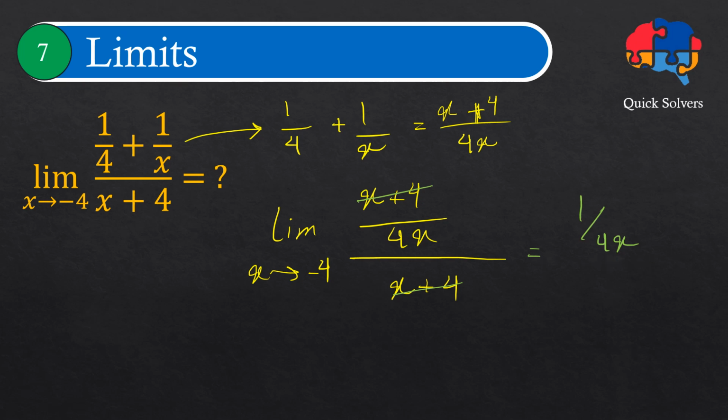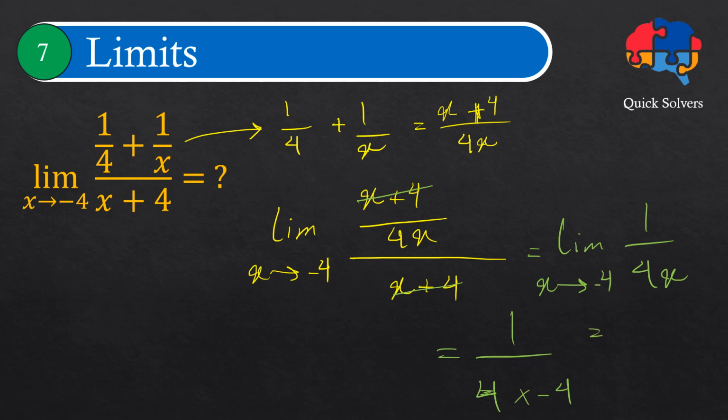Okay, so the limit of this, let me rewrite it again. The limit of 1 over 4 times x, where x approaches minus 4, is 1 over 4 times minus 4, which is 1 over minus 16. So this is the final answer of this limit.